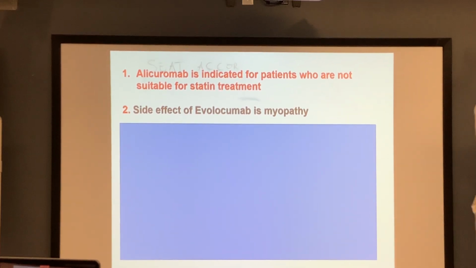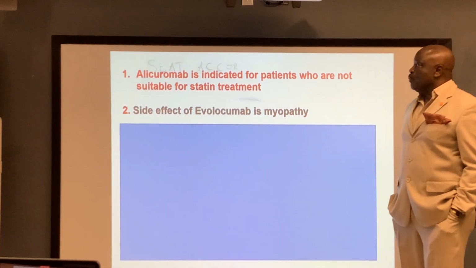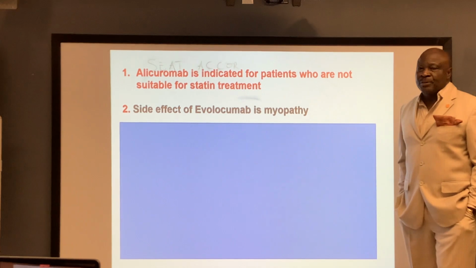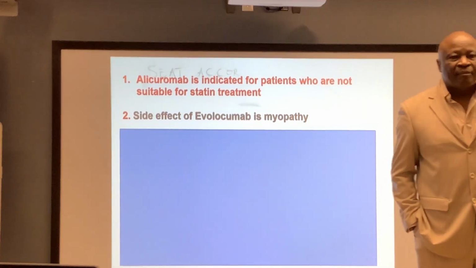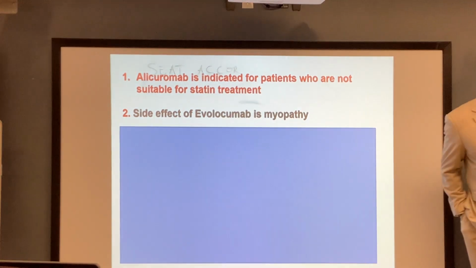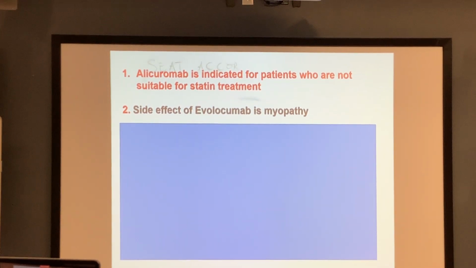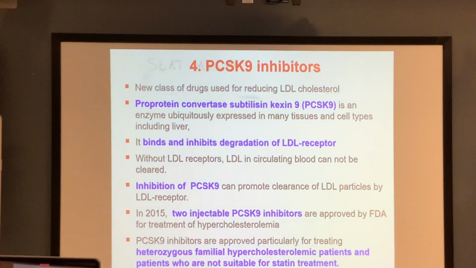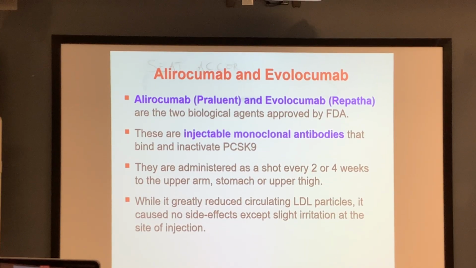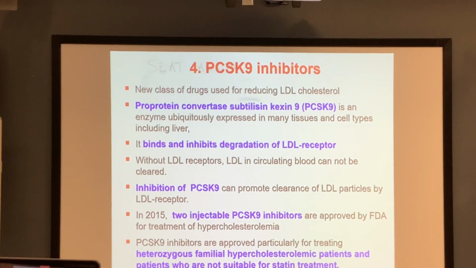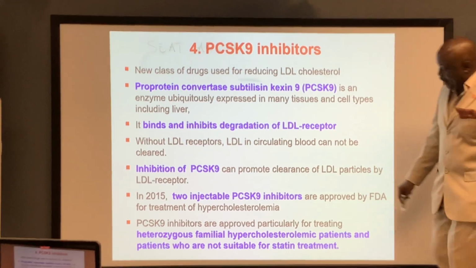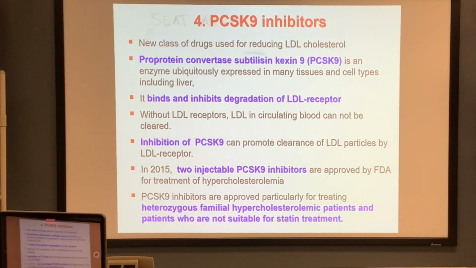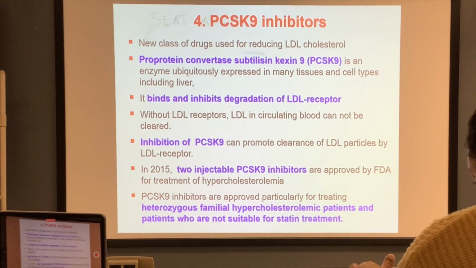Let me give you additional questions. Alirocumab is indicated for patients who are not stable for statin treatment. It's in your notes, but I didn't get to it. The inhibitors are approved particularly for treating heterozygous familial hypercholesterolemia and for patients who are not suitable for statin treatment.